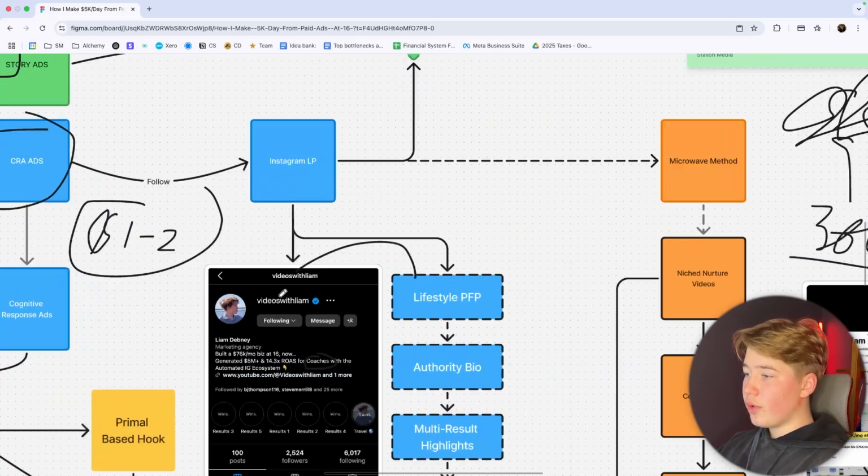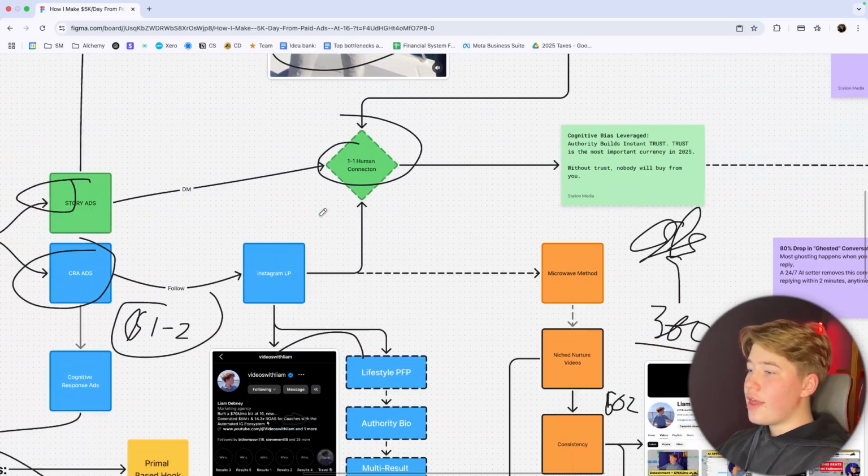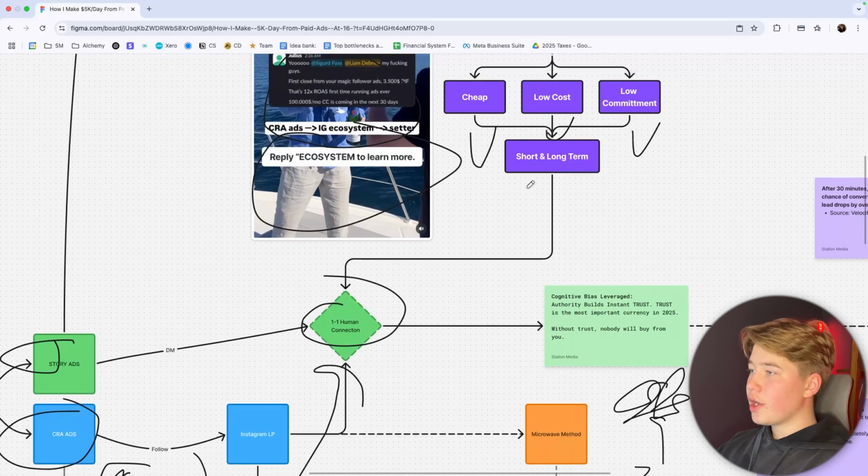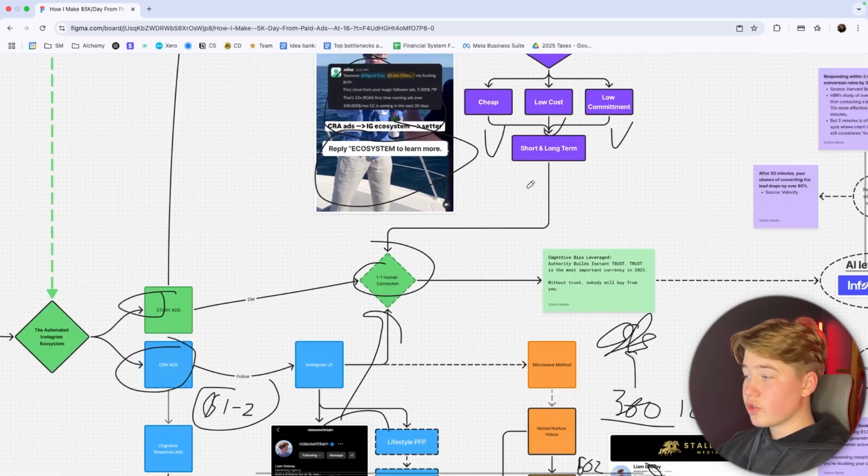So from this, people on your Instagram landing page, we're gonna have the AI setter reach out to these people and start to convert them. Same thing when it comes to the story ads. We're gonna have these people, of course, reaching out.